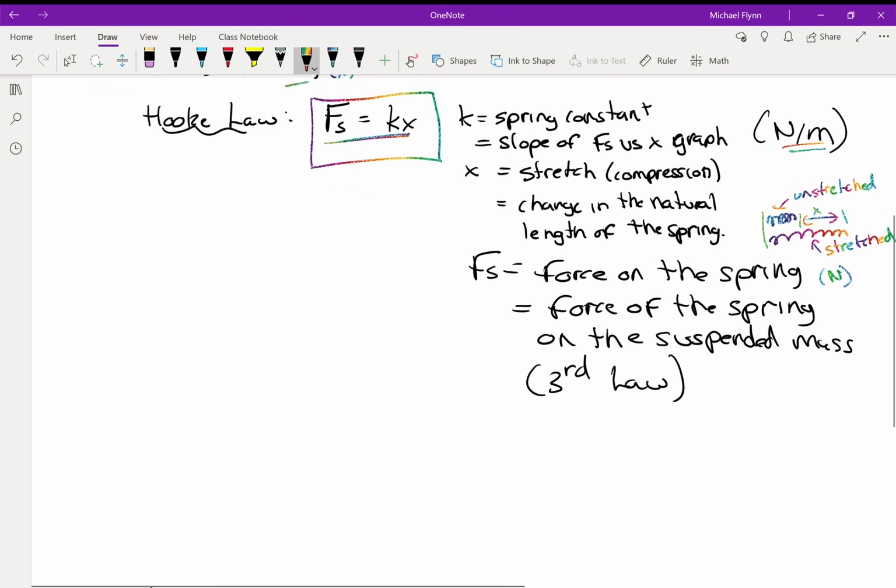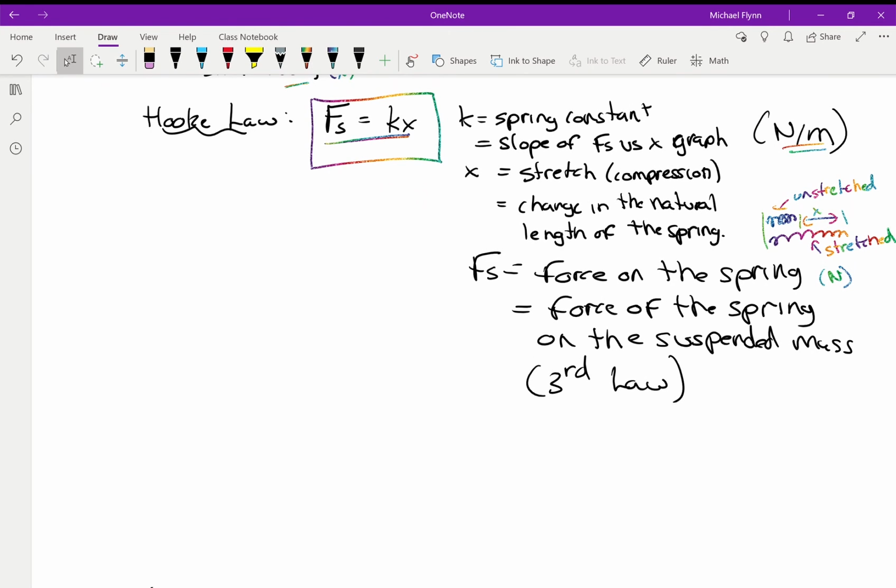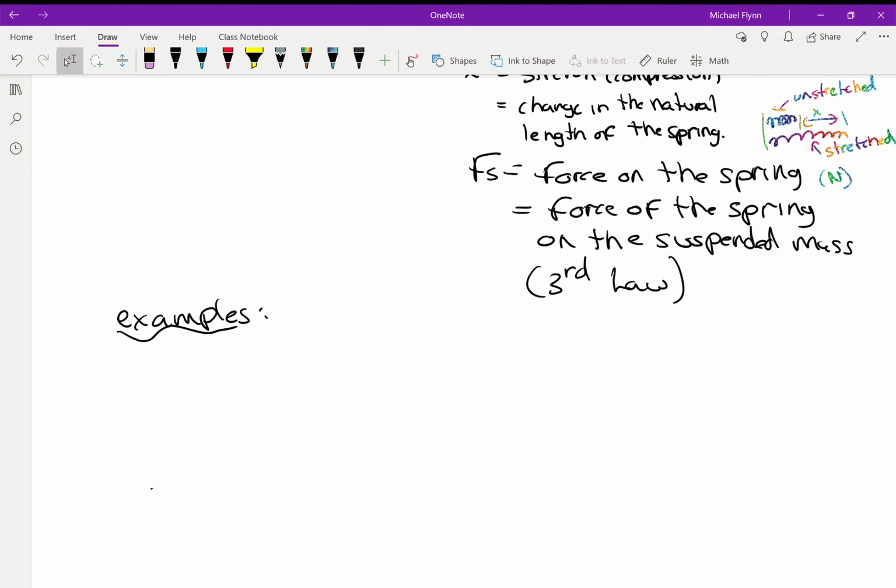All right, so let me give you an example of how you might use this law in a problem. So down here, I'm going to write examples. Okay, and the examples go like this. Let's say we have an inclined plane. I'm going to make this a little bit harder than the one that we did in the lab. Let's say we attach the spring to it like this. And then what happens is we attach a little mass here.